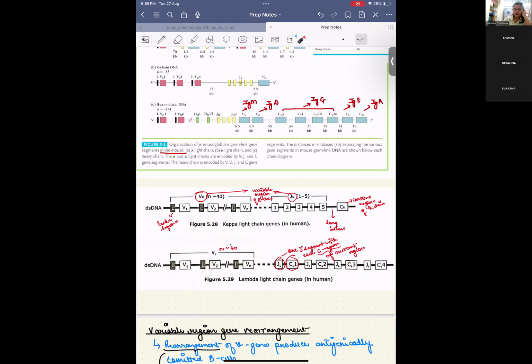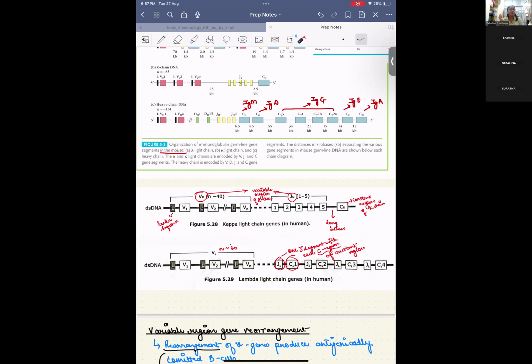If for some reason this B cell fails to develop a kappa chain with a productive rearrangement, it is then that your lambda chain gets a chance to rearrange, right? So most of the cells that we see in circulation are going to have kappa chain. Lambda chain is only going to be present in very few cells. The reason behind it, I just told you, is that the first chance is always given to kappa chain.